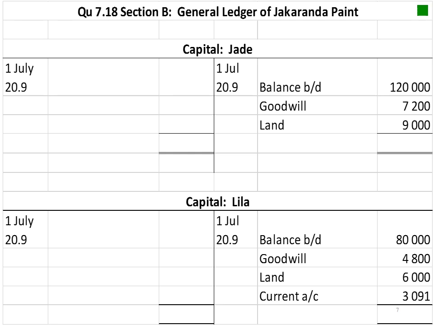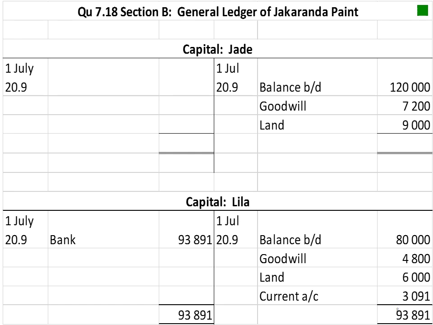The next thing we need to do is Lilla had a credit balance on her current account, so we needed to take that credit balance out of the current account. So the journal entry is debit current account, credit capital account Lilla. So we're just increasing her capital account with the amount that's owing to her on her current account as well. So now after this, the current account balance will be 0, and everything that's owing to Lilla will be sitting in one account.